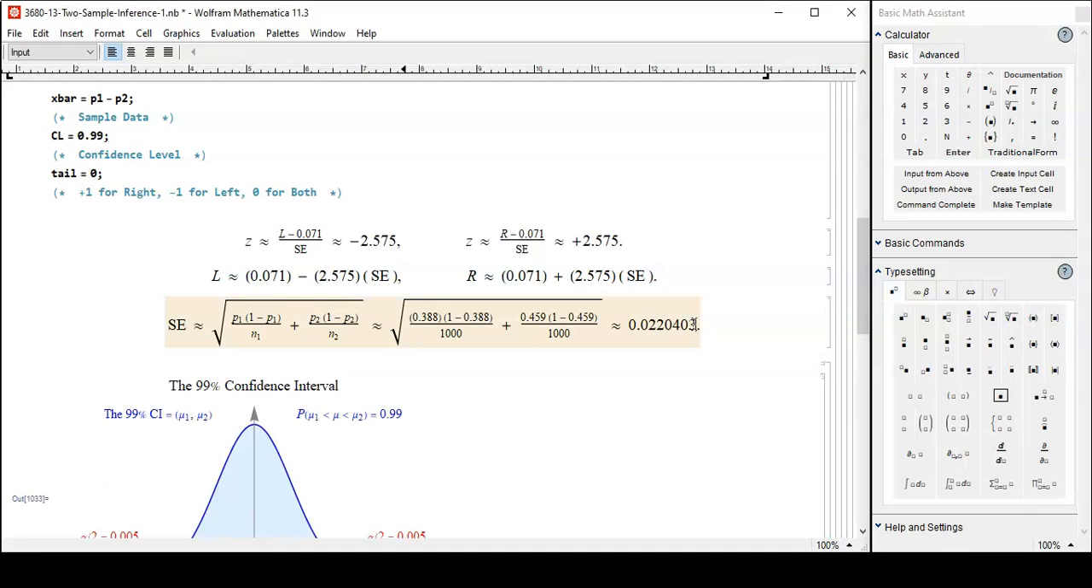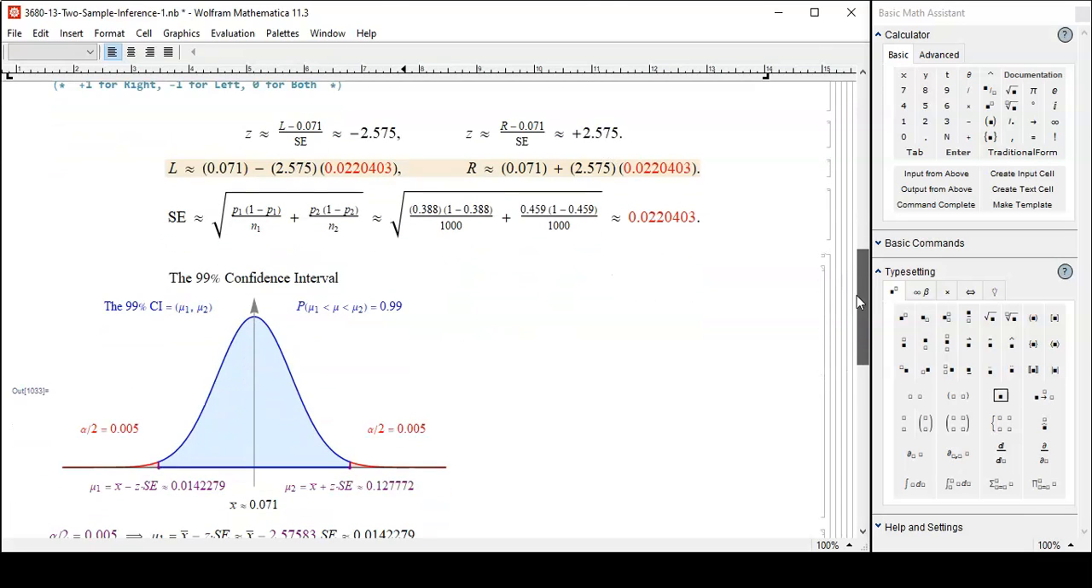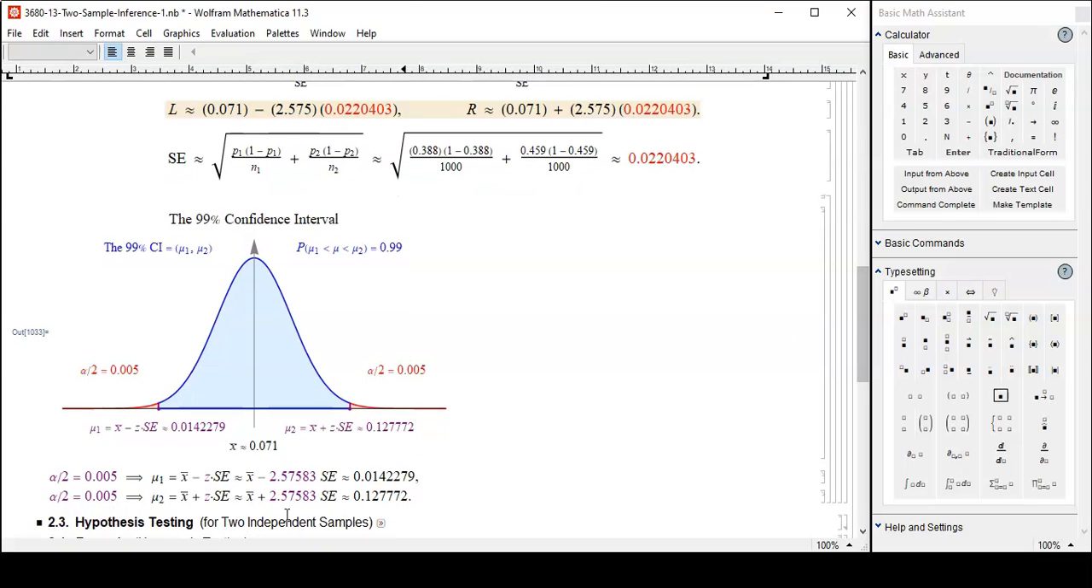So far, everything is just computation, isn't it? So this is your SE computation. And that number, which I just highlighted in red, will go right here. Finish your computation, you're going to get the left-hand side and right-hand side endpoint of the confidence interval. If you do it right, you're going to get 0.014 something, so about 1.4% point difference, versus 0.127, like 12.8% point difference, approximately speaking. That is the 99% confidence interval.